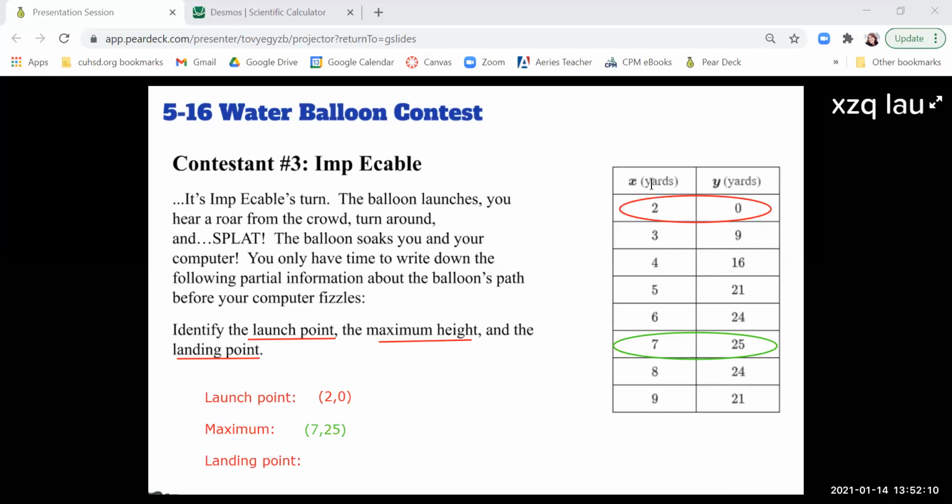Do you see how in the X's, it's counting by ones, 2, 3, 4, 5, 6, 7, 8, 9. So the next one would be 10, and then 11, and then 12. And hopefully that's enough for us.